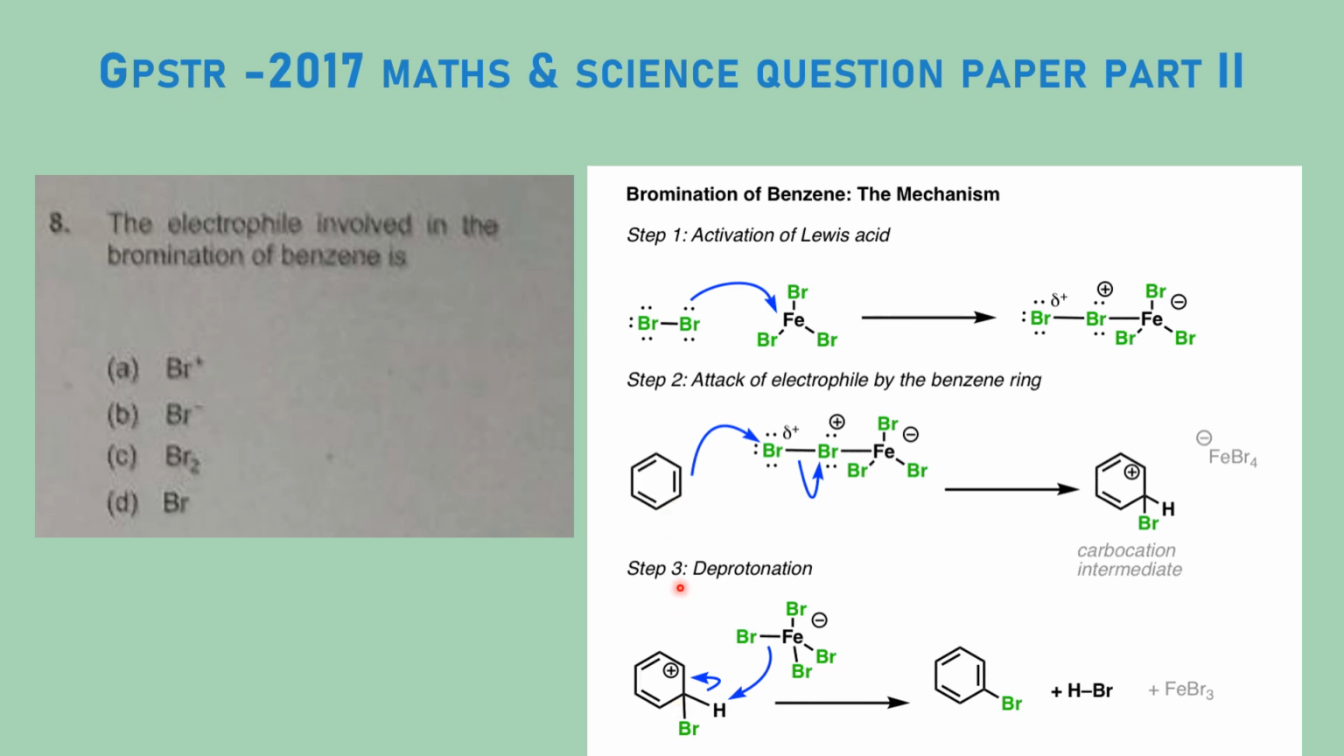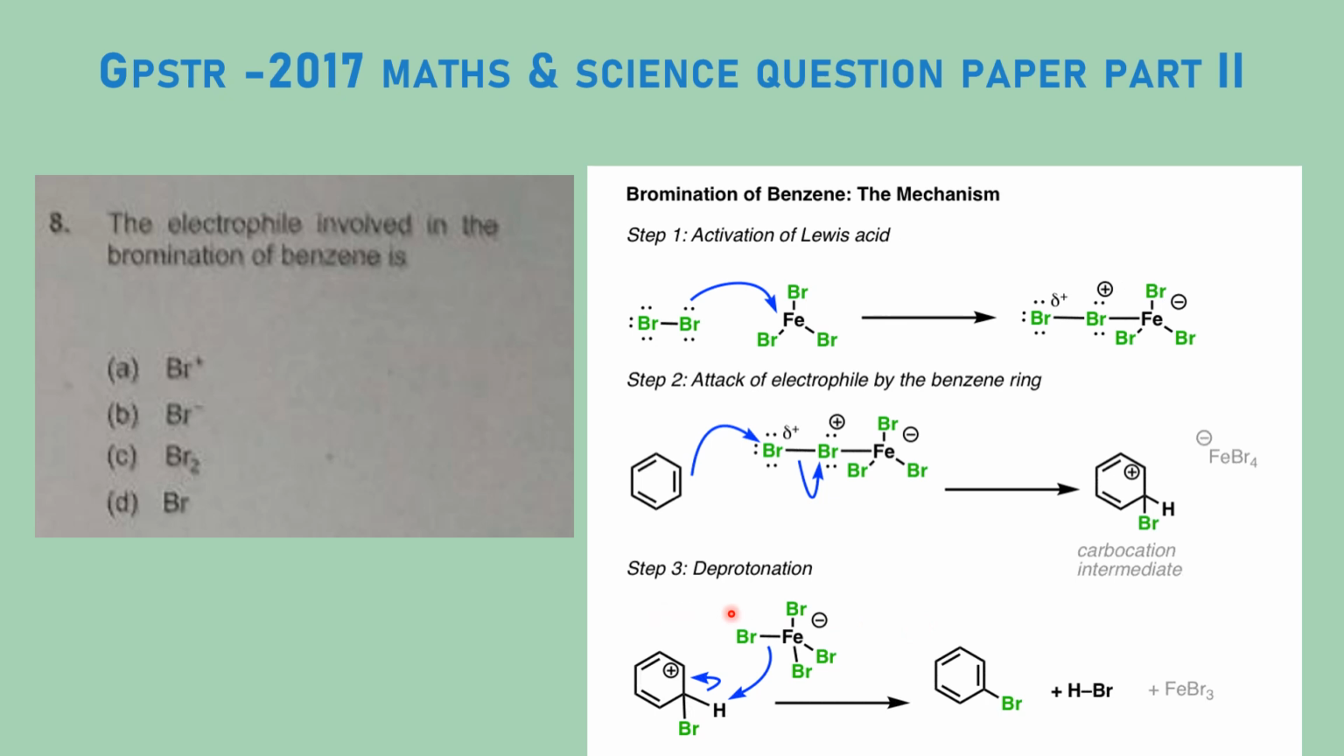The next step is deprotonation. Deprotonation is nothing but removal of a hydrogen atom. Here you can observe this hydrogen atom interacts with this bromine atom and forms HBr. Then the pi electrons move from here to here, moving inside, and form a bond. The Br remains here only. Then FeBr3, you get the final catalyst as it is. This is nothing but the bromination of benzene.